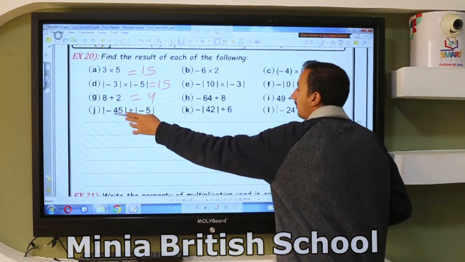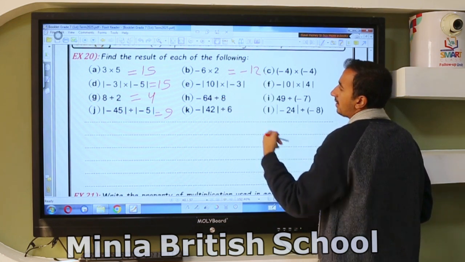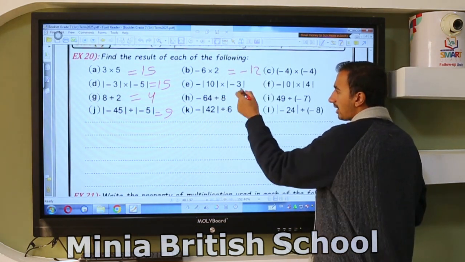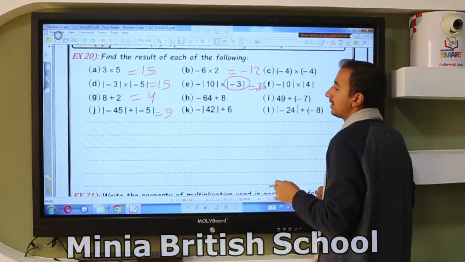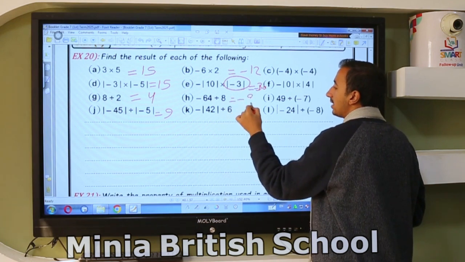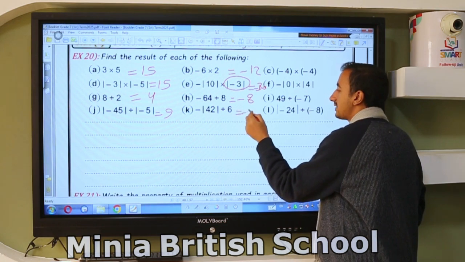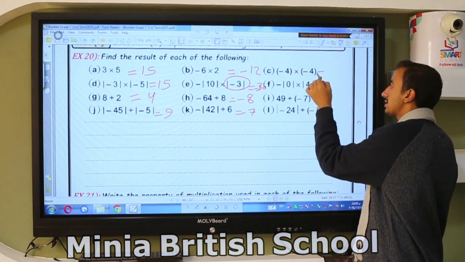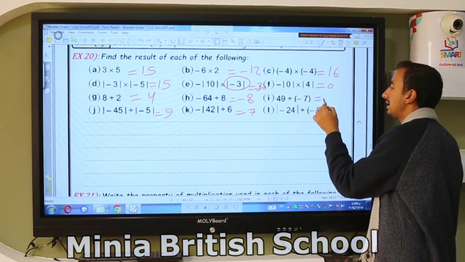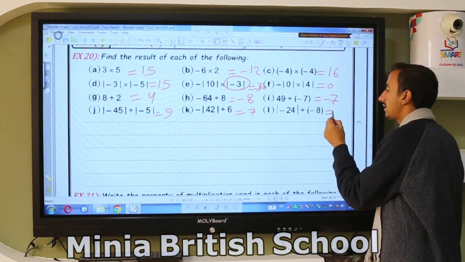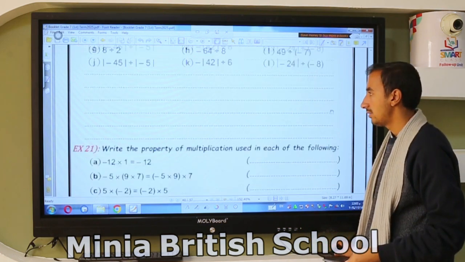Okay, here 45 divided by 5 will be 9. Negative 10 times 3, sorry, it will be negative 30. Here negative 64 divided by 8 equals negative 8. Here the absolute value of negative 42 divided by 6 will be negative 7. Negative times negative will be positive 16. 0 times any number is 0. 49 divided by negative 7 will be negative 7. 24 divided by negative 8 will be negative 3. Okay, that's our important rule.